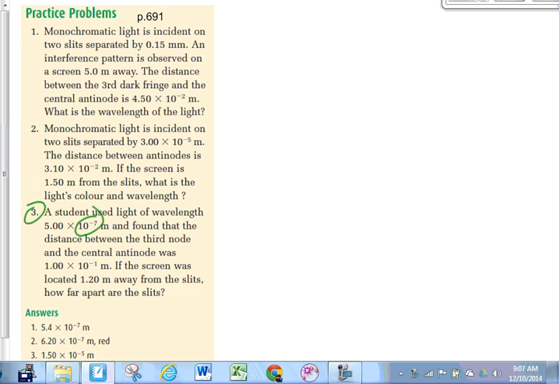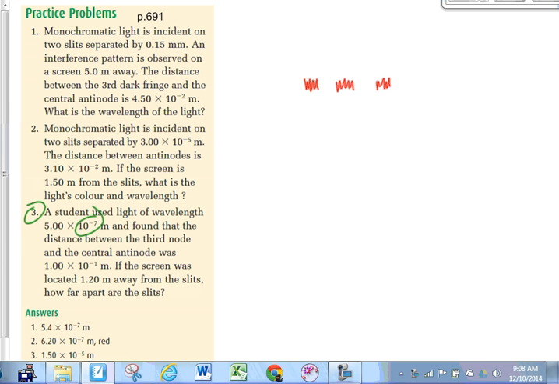Screen is 1.2 meters away from the slits. How far apart are the slits? It's a good idea, Caitlin, in this case, I think, to draw a diagram of the nodes and antinodes in order to determine what the value of n is. If it says the third antinode and the fifth antinode, you're probably okay with just subtracting 5 minus 3, right? But if you're dealing with a node and an antinode, where one's kind of in between and one's one of the bright spots, then I think it's a good idea to draw that picture out so that you can count off what n is.